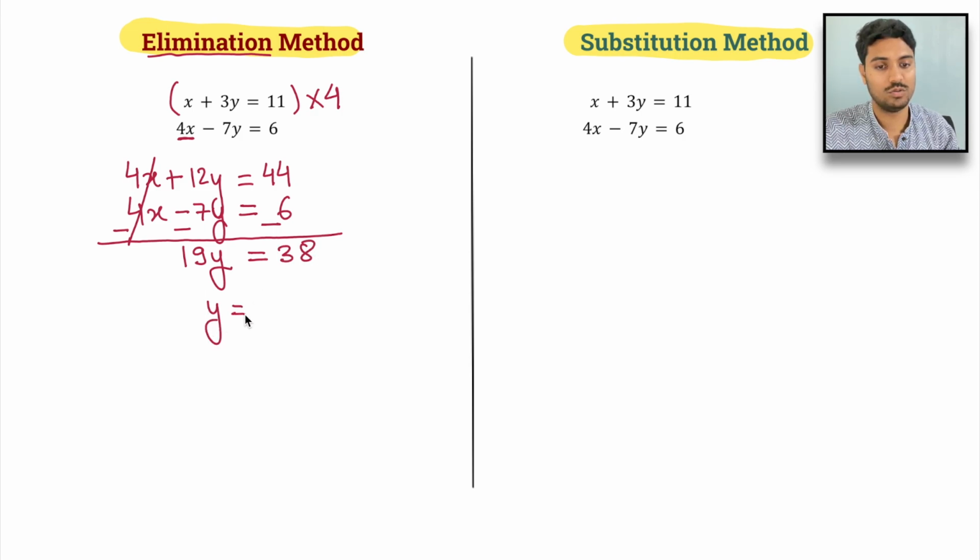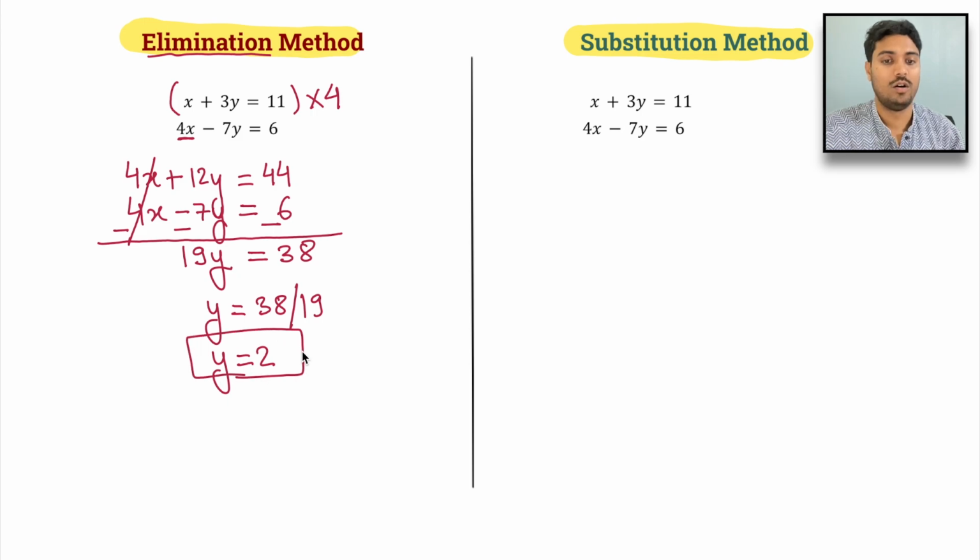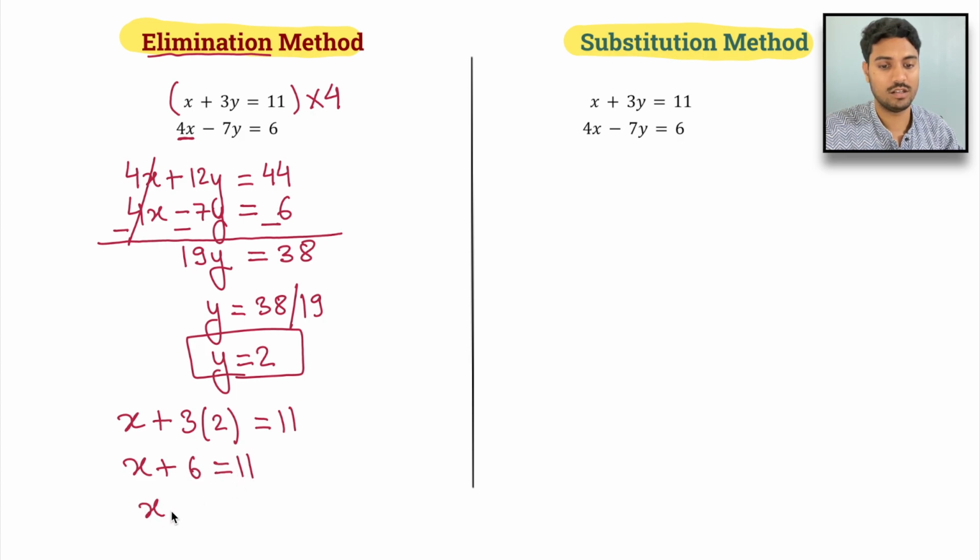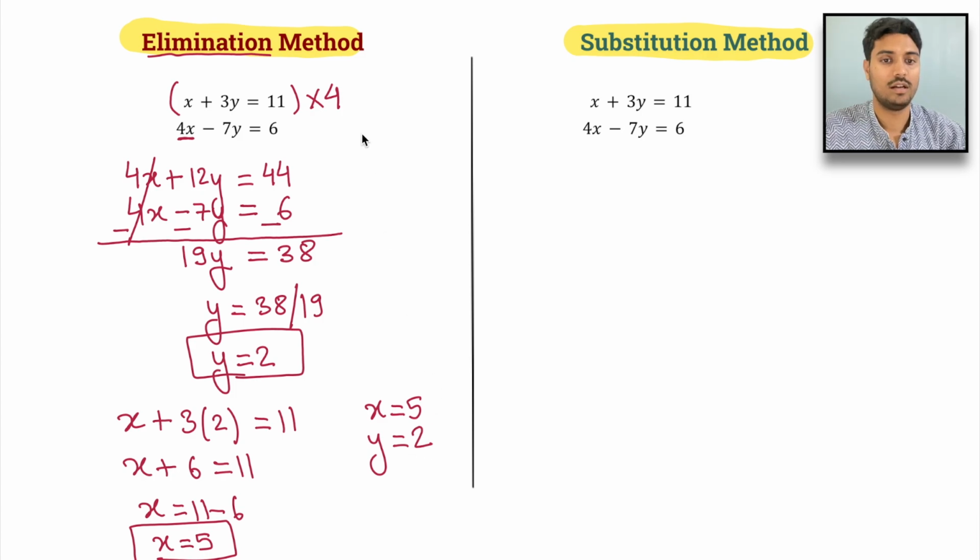So y will be equal to 38 divided by 19, which is 2. Hence the value of y is 2. Once we get the value of y, we can find the value of x by substituting the value of y in any one of the equations. So we can write x plus 3 times y, which is 2, equals 11. So x plus 6 equals 11. So x equals 11 minus 6. So x equals 5. So finally the value of x is 5 and y is 2, and that's the answer.